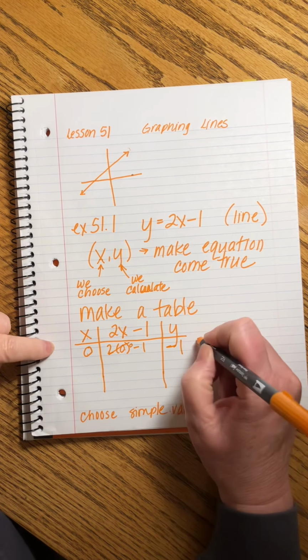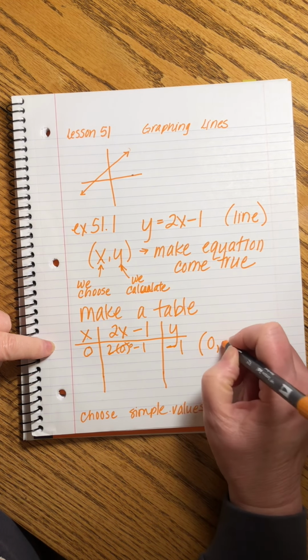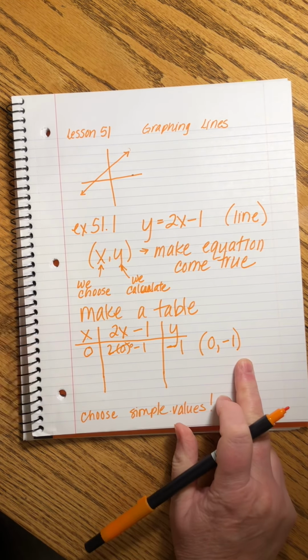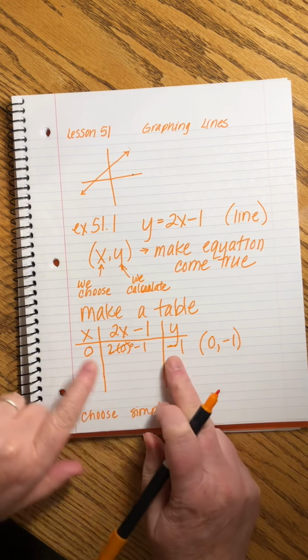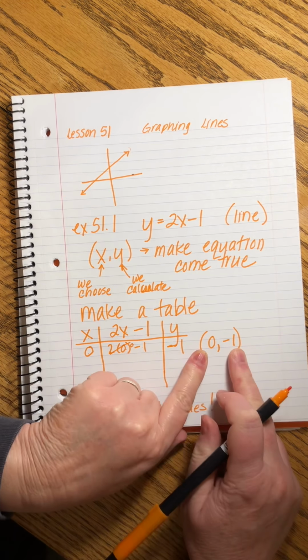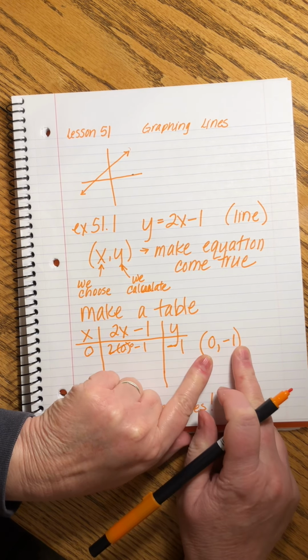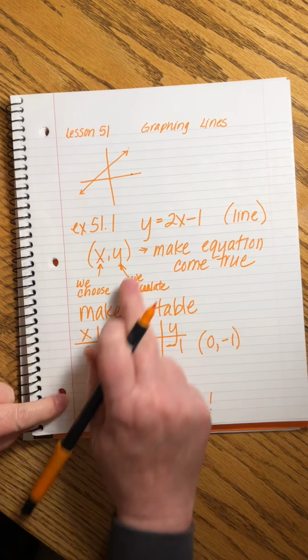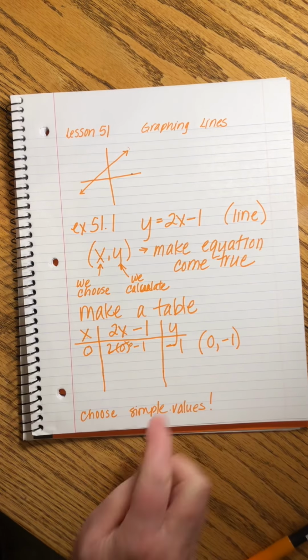That gives us a pair of points. When x is 0, y is minus 1. We don't normally have to write this out, since we can see our pair right here, but I'm showing you with extra clarity. That will be one of the points that falls on the line y equals 2x minus 1. We'll use that in a few minutes.